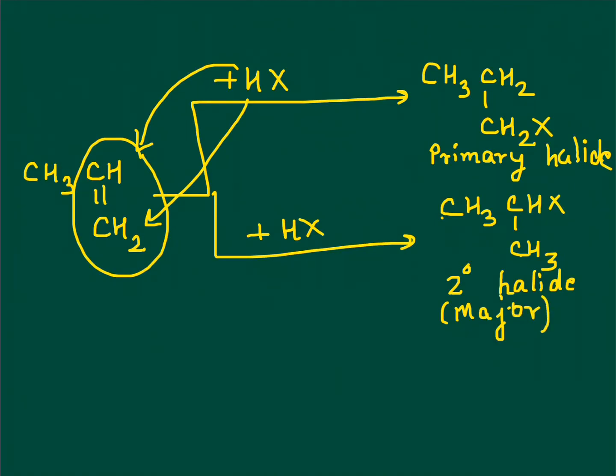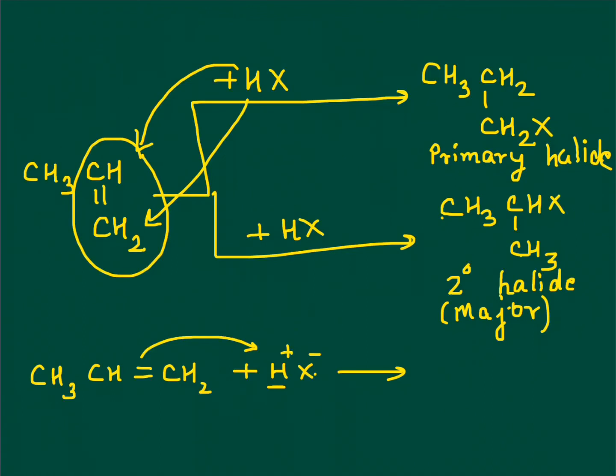How do we explain this? We will again have to go back to the concept of electrophilic addition reactions, the mechanism. So CH3CH=CH2. Electrophilic addition. Electrophile is the first species to attack. In HX, which is the electrophile? Electron loving, electrophile, something which is positive. So hydrogen will be attacked by the pi electrons. They are desperate, they are hungry for more.